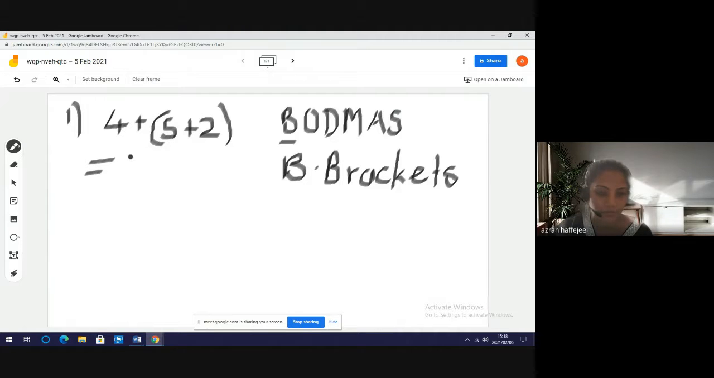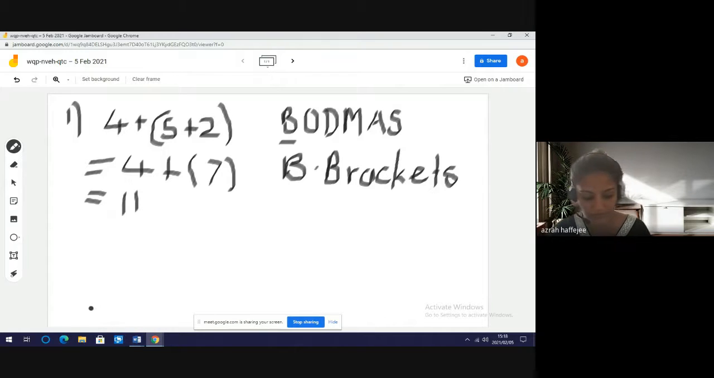Right, so first we will work with our brackets. We'll bring our 4 down, and 5 plus 2 gives us 7. And now we can add that together. So 4 plus 7. So we'll use our fingers again. So we've got 7. We now need to add 4. So that's 8, 9, 10, 11. So 4 plus 7 gives us 11. And that's how you would work out something like that.